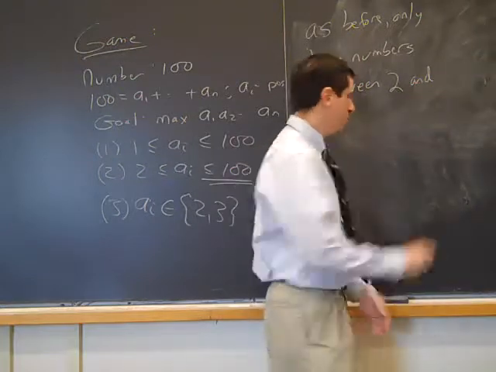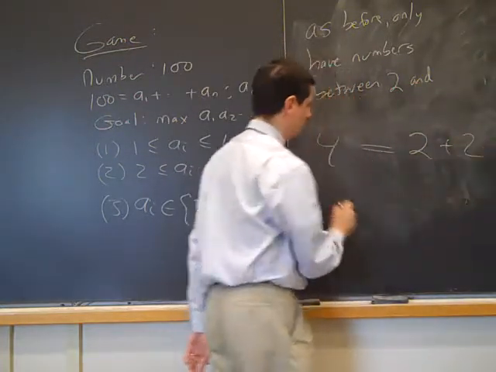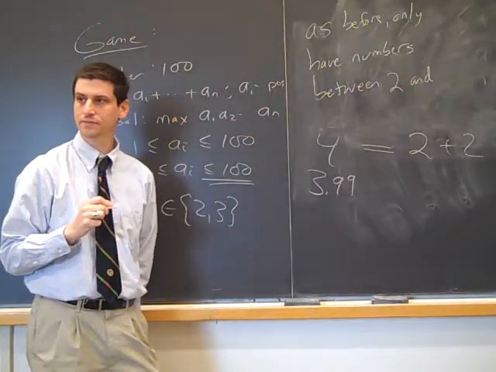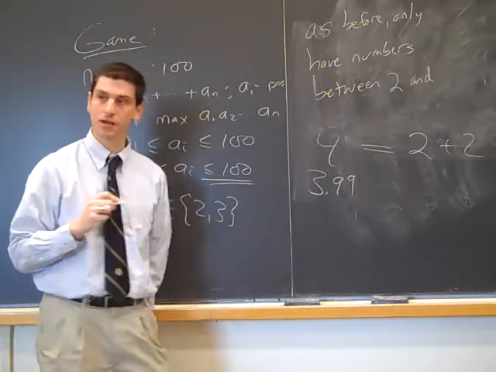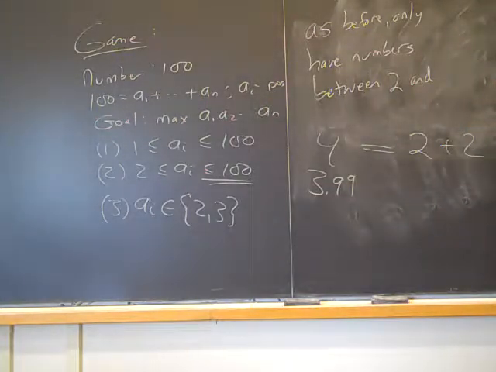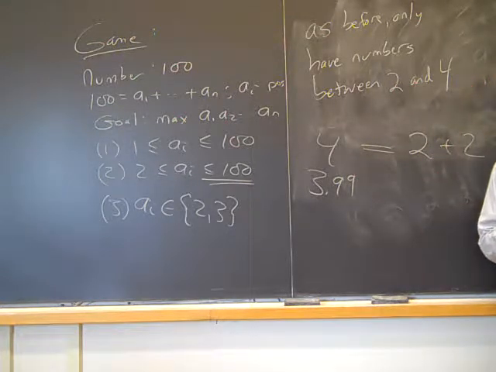Remember, we said we had 4, and we were indifferent between 4 and 2 plus 2. What if we go to 3.99? If I try to break it up maybe as a plus 2, I've got 1.99 and a 2. And now when I multiply, it's actually a little bit lower. So I've got to be careful. So it's between 2 and 4. That's the range where I know things.